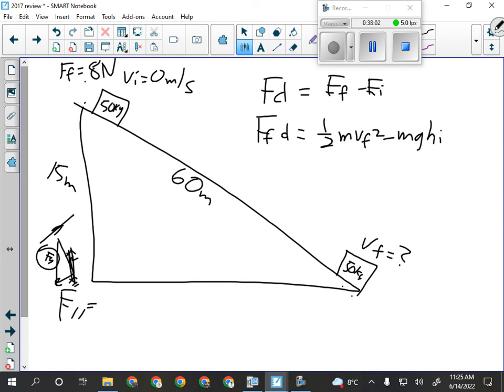That's the change in energy. Okay with that? Yeah. Okay. So now all I have to do is solve for Vf. So I'm going to add mghi. So I have the force of friction times distance plus mghi equals 1/2 mvf squared.